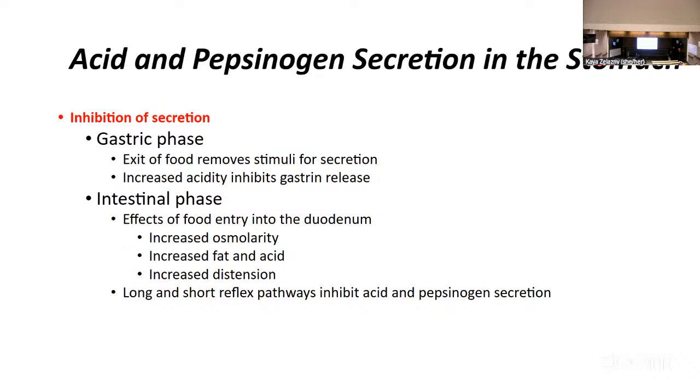You don't need to worry about it anymore. So this is where our intestinal phase control comes into play, helping to kind of turn off this signal for acid secretion and pepsinogen secretion.